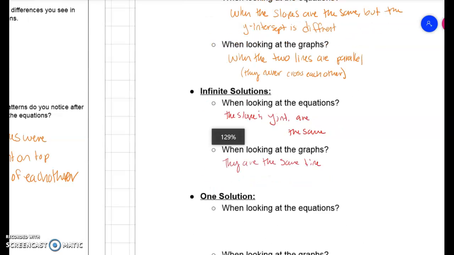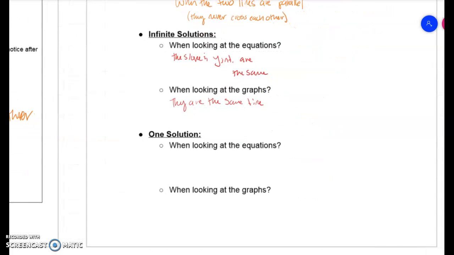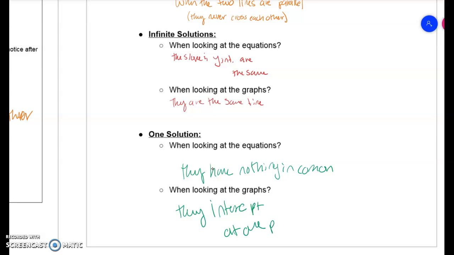All right. And then one solution, we said they intersect. So they have nothing in common. And they intersect at one point.